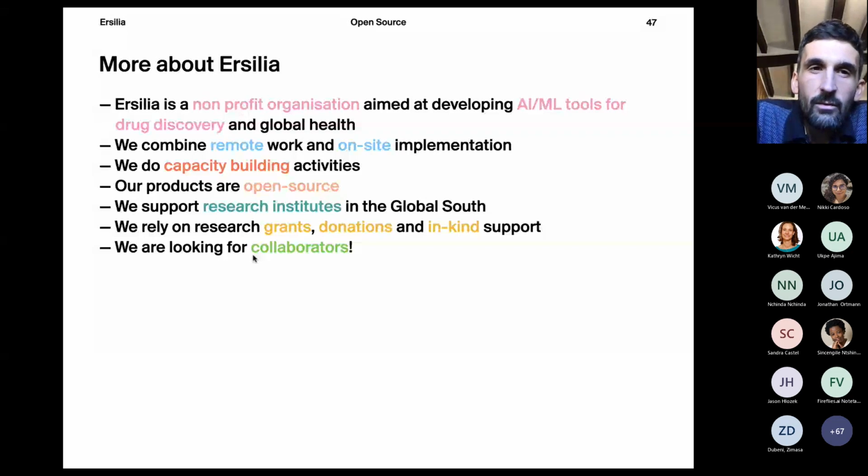Just a little bit more about our organization before we wrap up. Ersilia is a non-profit organization aimed at developing machine learning tools for drug discovery and global health. As you know, we combine remote work and on-site implementation. We leverage capacity building activities, and pretty much everything we do is open source.